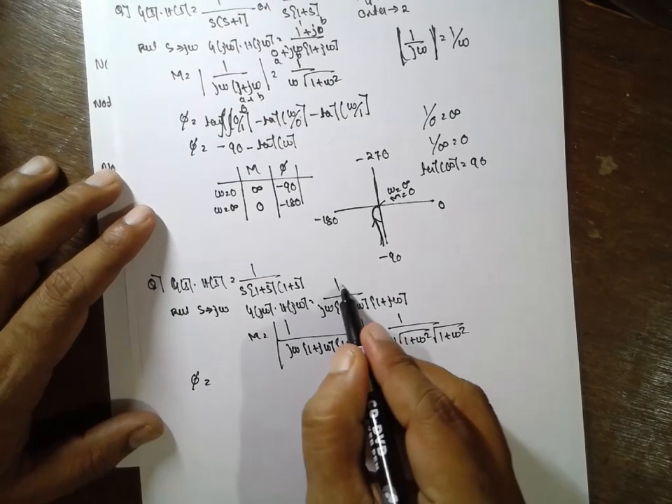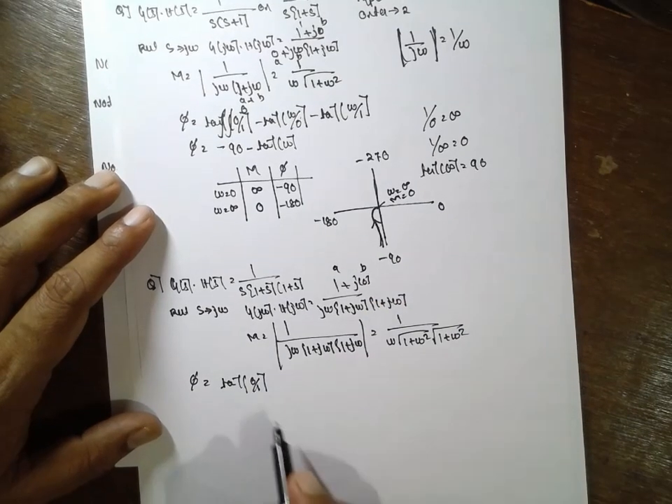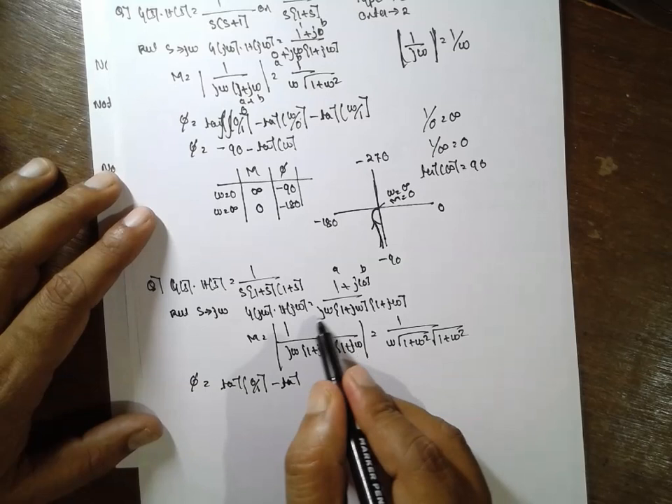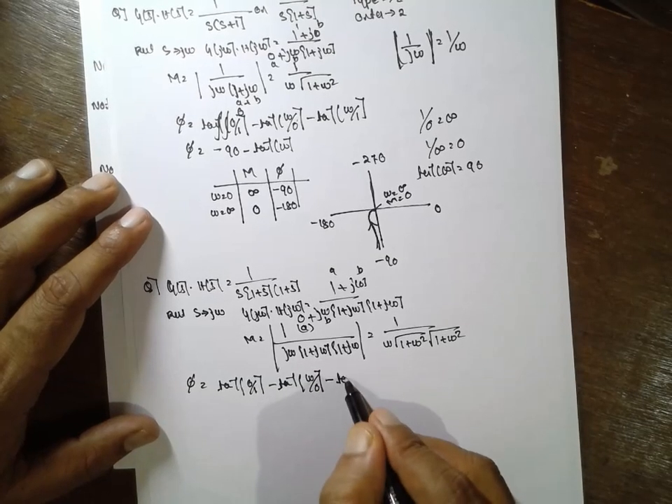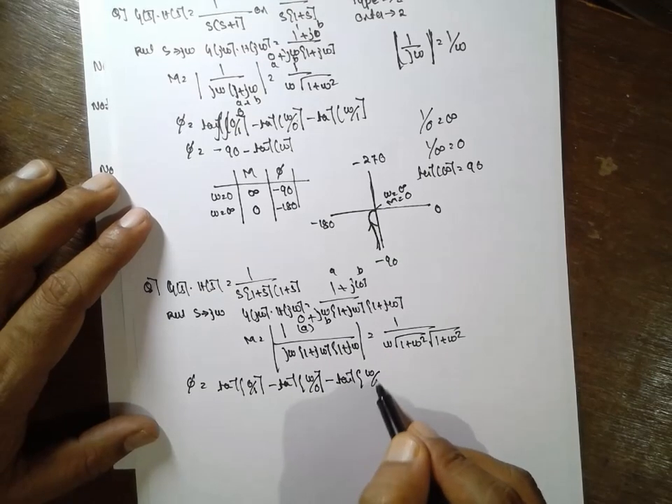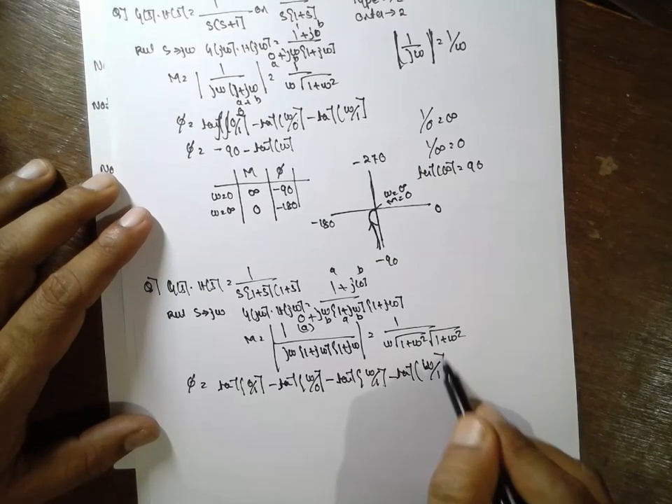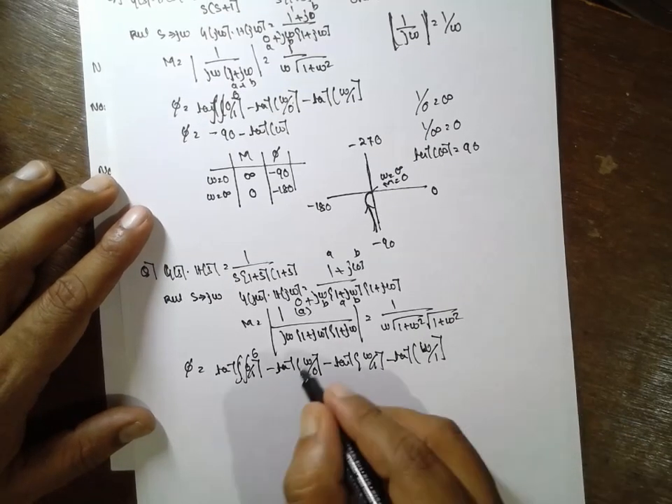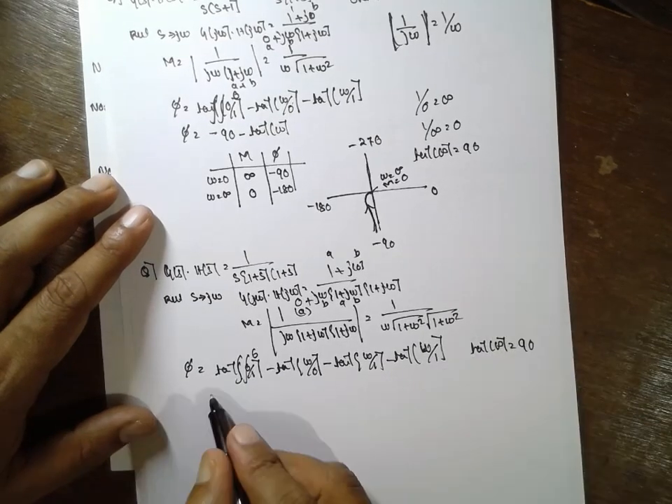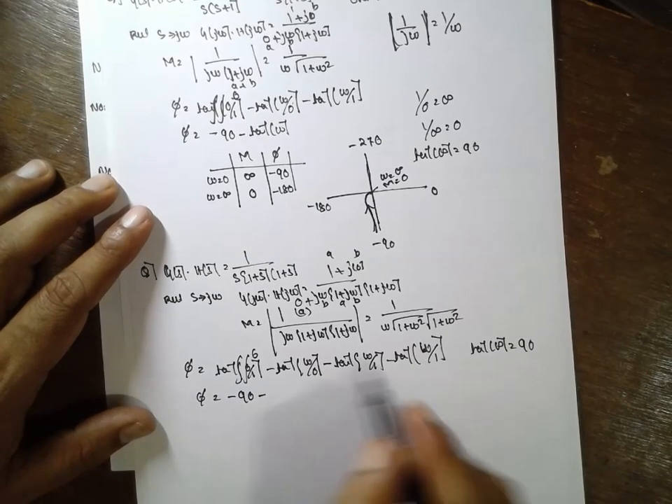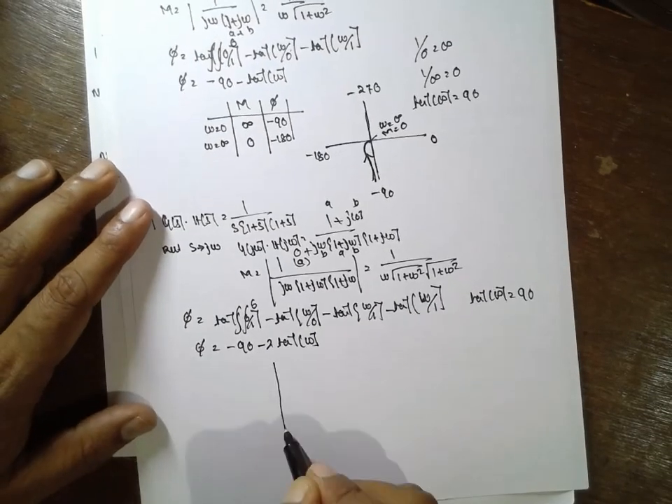Next, phase angle phi is equal to minus tan inverse 0 by 1, this is b by a. For j omega, b by a will be omega divided by 0. Minus tan inverse for this one omega by 1, b by a, minus tan inverse omega by 1. This becomes 0. Tan inverse infinity, anything divided by 0 is nothing but infinity. Therefore, tan inverse infinity is nothing but 90. Phi is equal to minus 90 minus 2 tan inverse omega. Table follows.